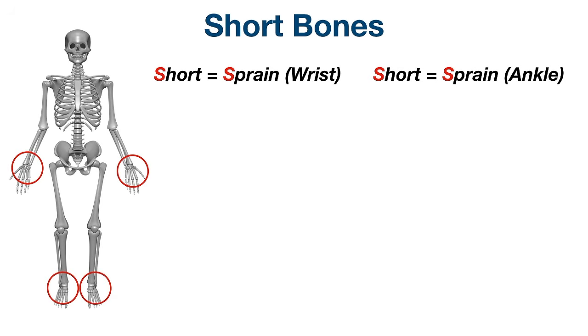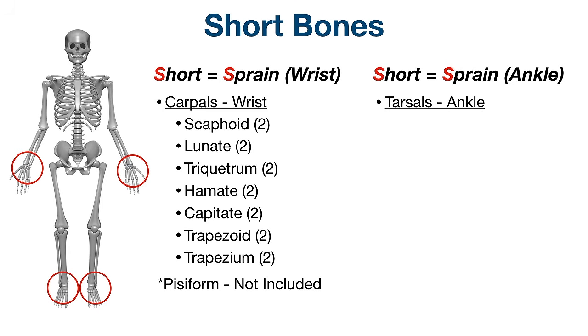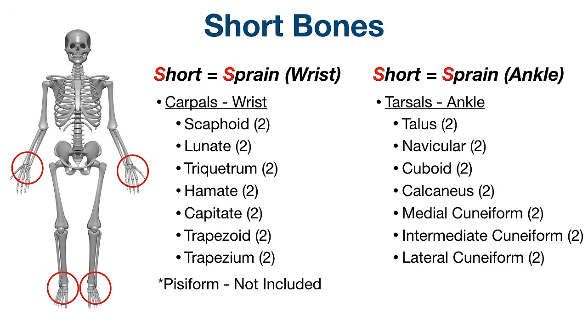Let's look at examples of short bones. As we said before, you can use short and sprain to help you remember wrist and ankle. The carpal bones of the wrist and the tarsal bones of the ankle are short bones. The carpal bones include the scaphoid, lunate, triquetrum, hamate, capitate, trapezoid, and trapezium. The pisiform was left out, which we'll talk about soon. The tarsal bones include the talus, navicular, cuboid, calcaneus, and the three cuneiforms. You can find the videos on the anatomy of the carpal and tarsal bones linked down below in the description.